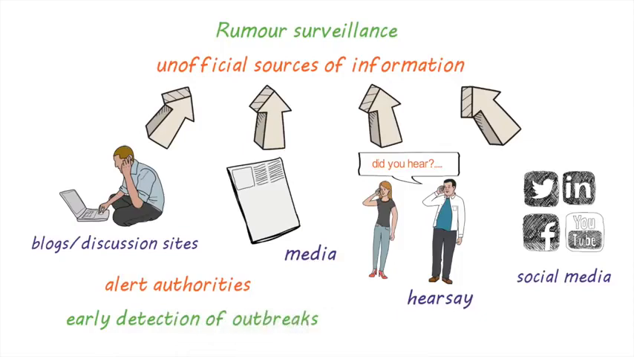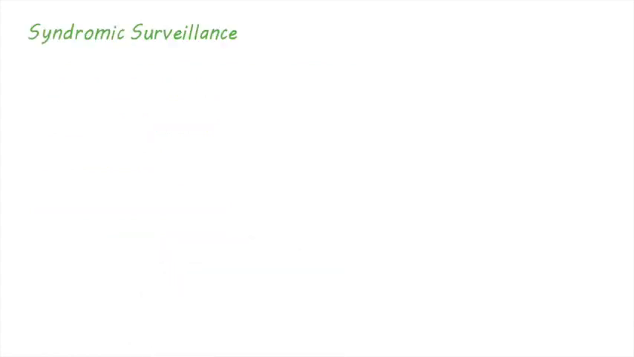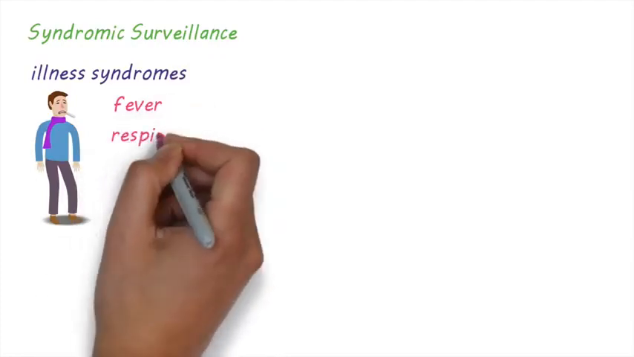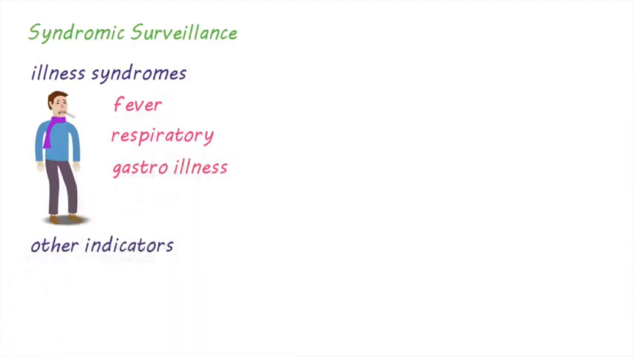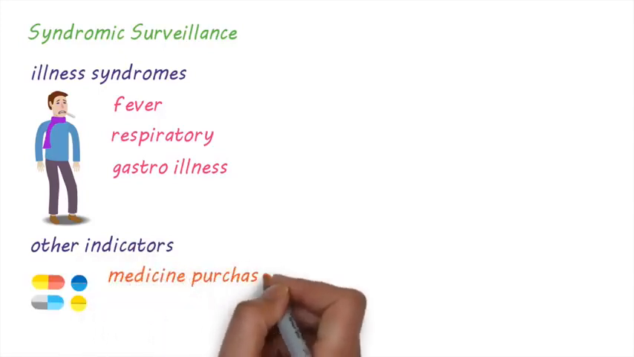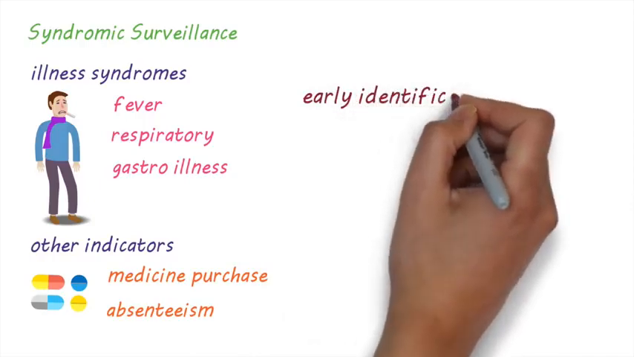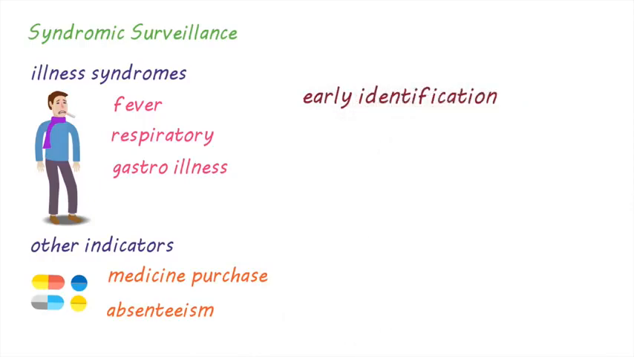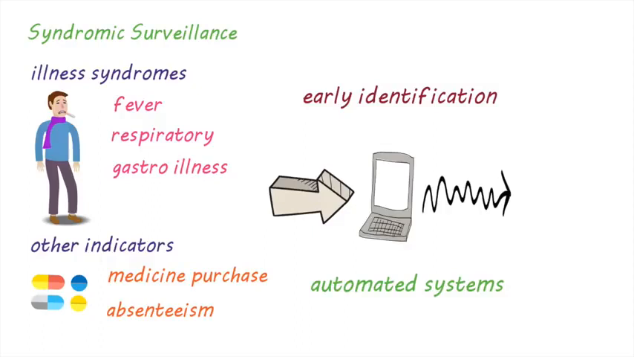The next type of surveillance is syndromic surveillance. This involves monitoring non-specific syndromes like presentations for fever, respiratory or gastrointestinal illness, or other indicators that might highlight illness, like the purchases of medicine or absenteeism from work or school. The aim of this is to allow early identification of clusters of illness before diagnoses are confirmed and reported to public health agencies. Syndromic surveillance usually relies on automated electronic methods.